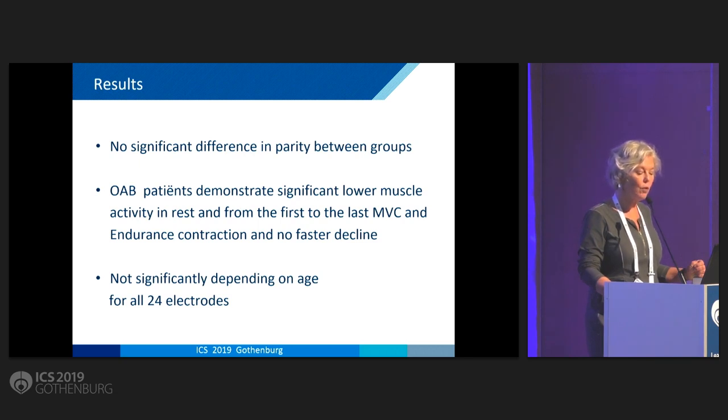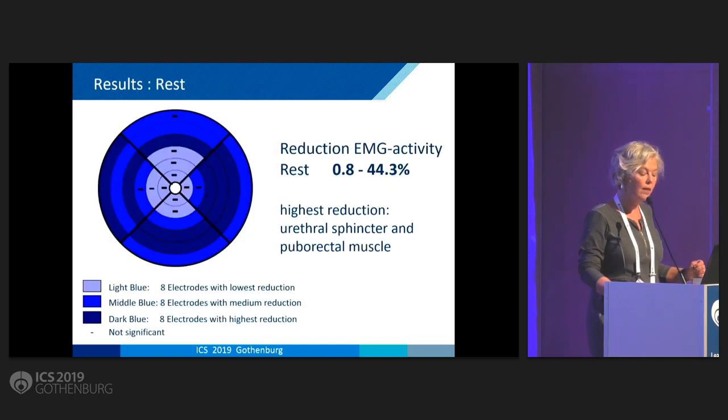Patients with complaints of OAB, relative to healthy volunteers, demonstrate significantly lower muscle activity in rest and from the first to the last MVC and endurance contraction. Reduction of EMG activity was not significantly dependent on age for all 24 electrodes. In these grids, light blue shows the lowest reduction and dark blue the highest reduction.